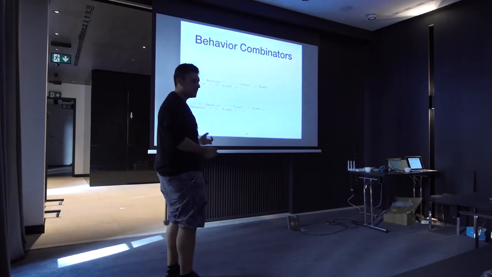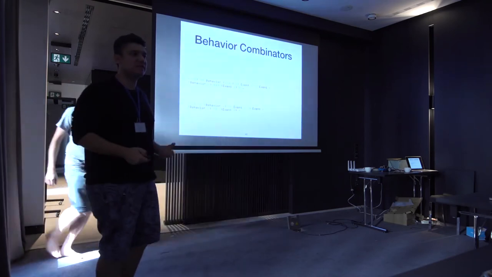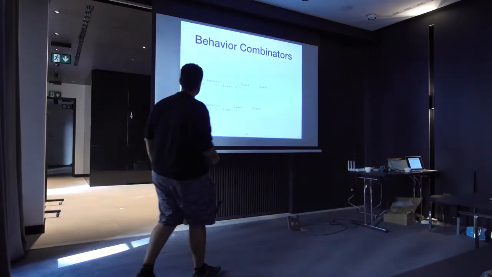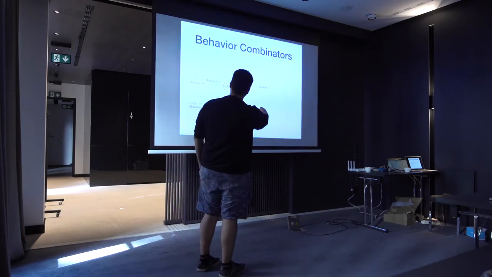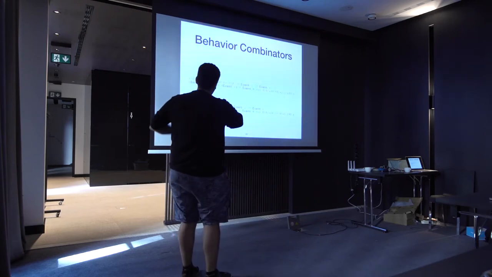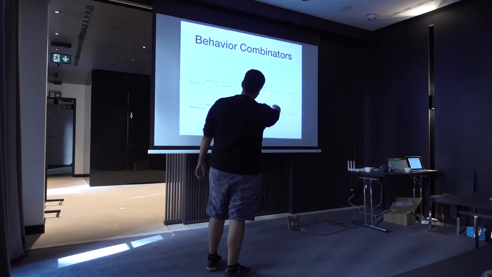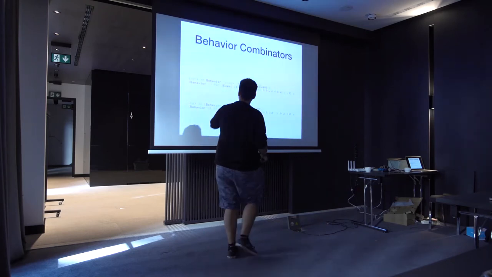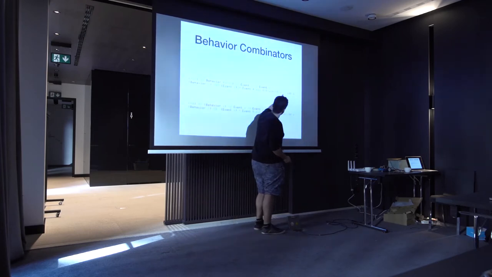Then, if you want to combine behaviors and events, you have something which looks very similar to applicative. You have a behavior of functions, and you have an event of A. What you are going to do is map this function that just takes a T and A, and it's basically going to apply the behavior at that moment in time to this A.